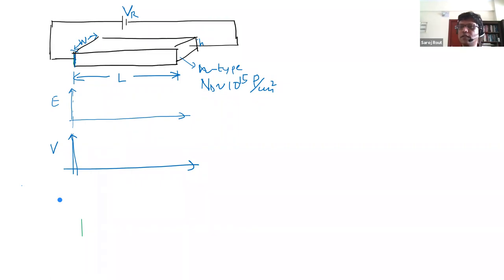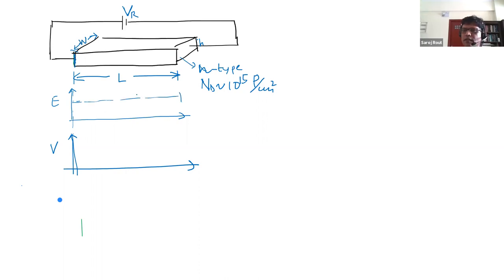Okay, let's see who can answer this. Sachin, what do you think will be the electric field inside this? Let's assume low electric field, uniform n-type material, what should it look like? Sir, electric field will be a constant, sir. It will be same as the previous case. Okay, electric field, he says, is constant, same as the dielectric.